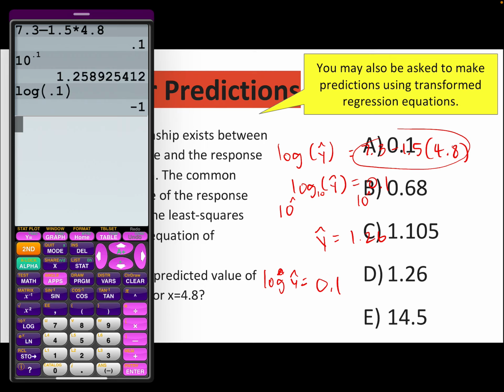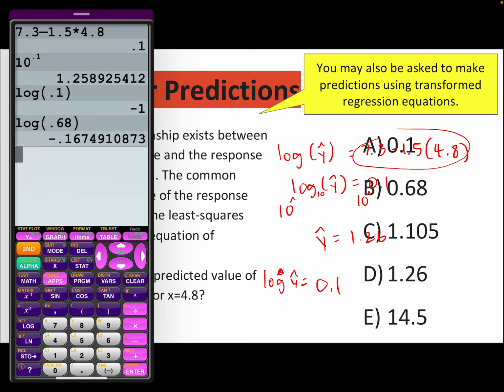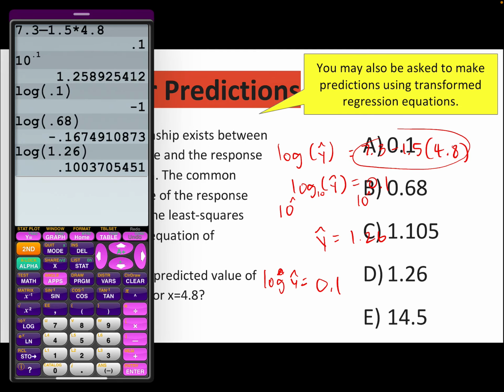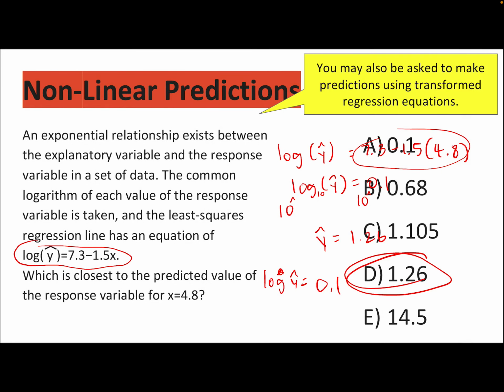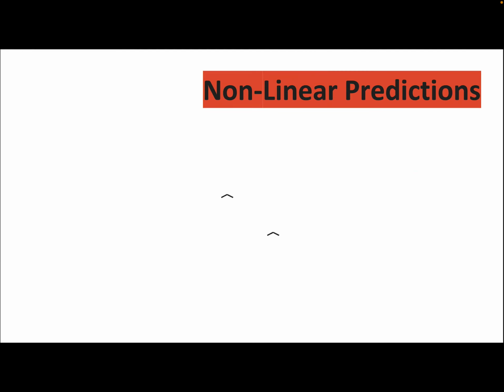Then I could try the 0.68. So let's do log of 0.68, and I get negative 0.17, so that's not it. Then I could keep going, guessing and checking. Eventually I'm going to find that log of 1.26 is equal to about 0.1, so that's my answer. And so I can do a little bit of a guess and check if you don't necessarily remember your log rules. Here's one more example of a question that asks you to do something like that.